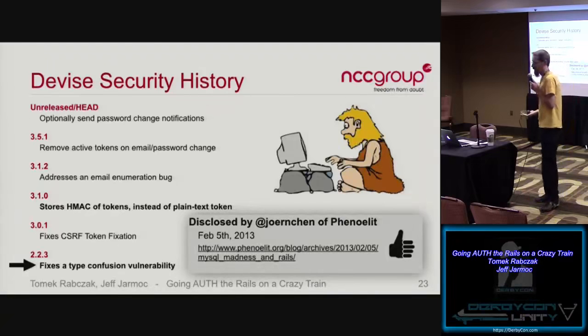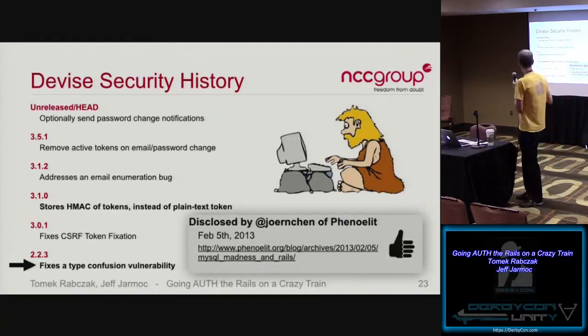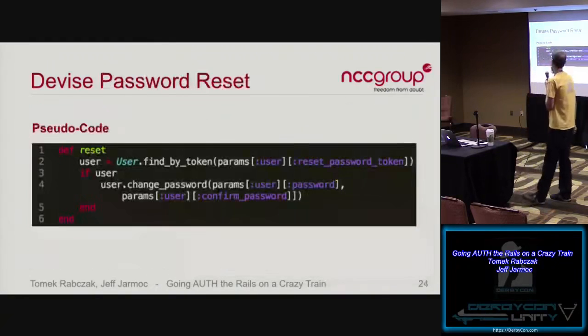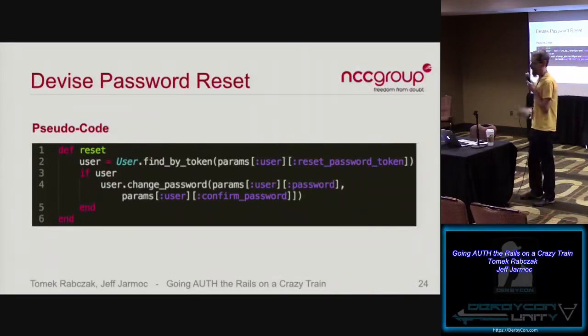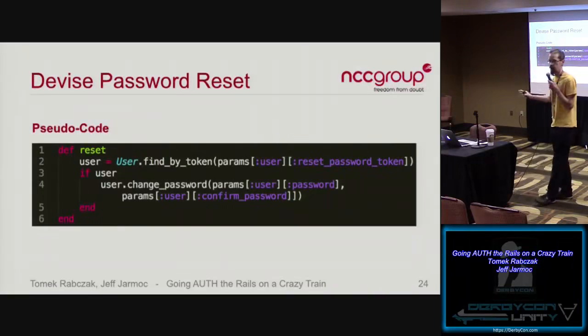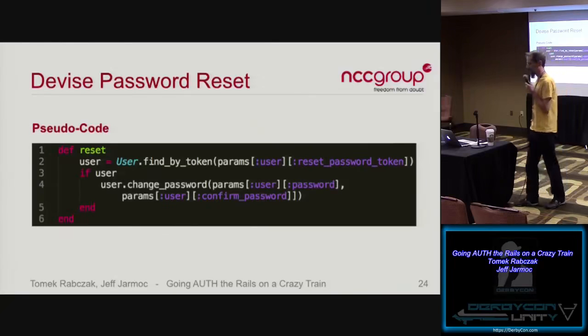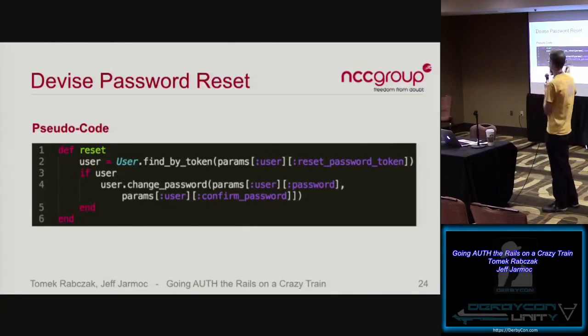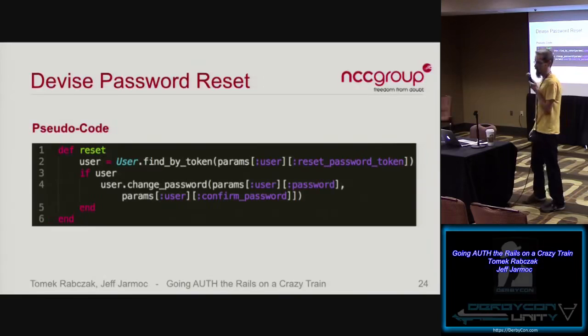This is a really interesting vulnerability. It was disclosed in 2013 by Jörn Chen. So let's look at how that works. Roughly, Devise's password reset function is going to look something like this. This is kind of pseudocode. It's split across a number of different classes, and it's a lot more complicated. But the basic idea is that when this reset method is called, we're going to get the user's reset password token from the parameters, look up the user object associated with that token, and then, if it exists, we're going to change the password to the new value.